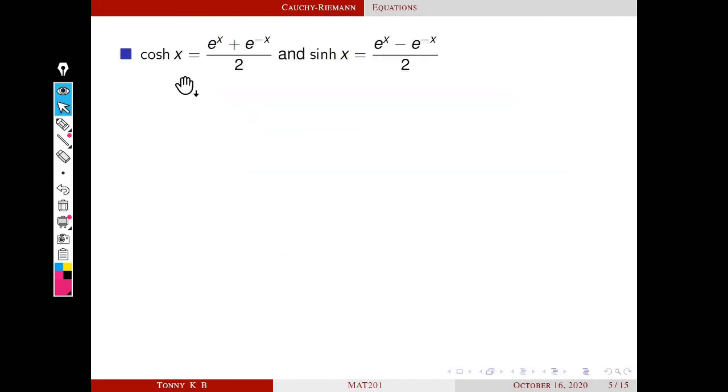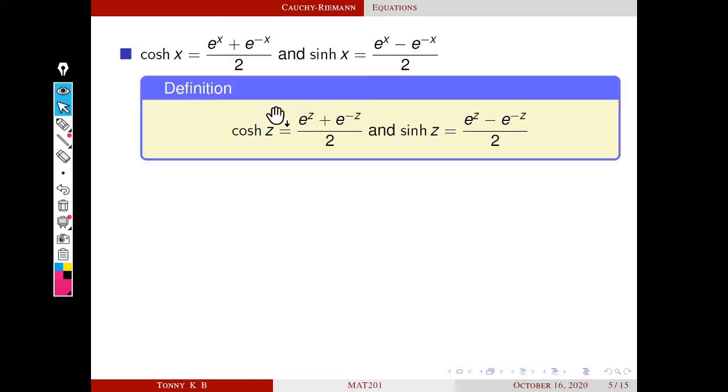Okay, we know that cosh x equals e raised to x plus e raised to minus x by 2. Similarly, sinh x equals e raised to x minus e raised to minus x by 2. They are called hyperbolic cosine and sine functions. So by replacing x by z, a complex number, we define the complex version of hyperbolic functions. That is, cosh z and sinh z are defined like this by extending these definitions.